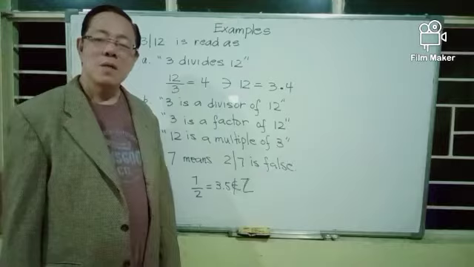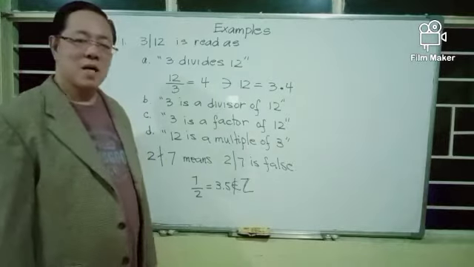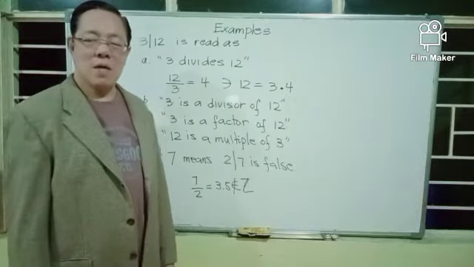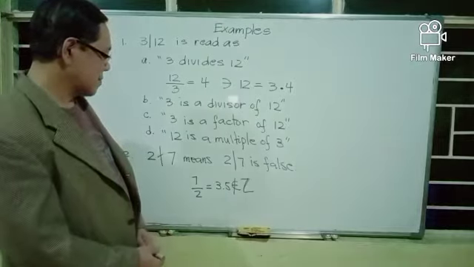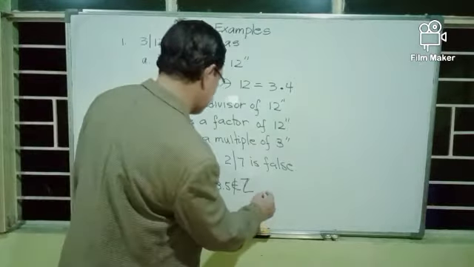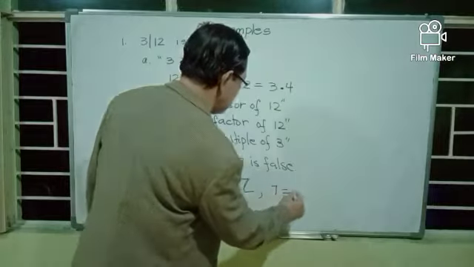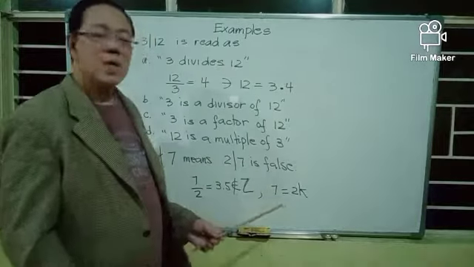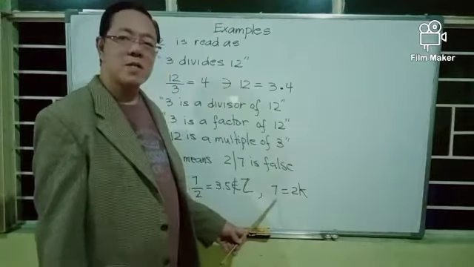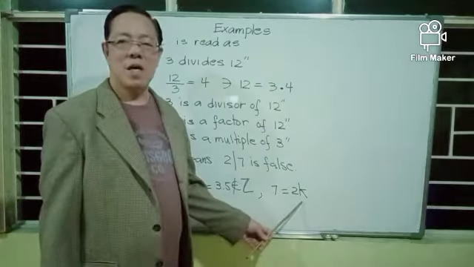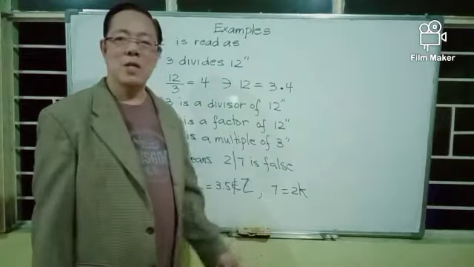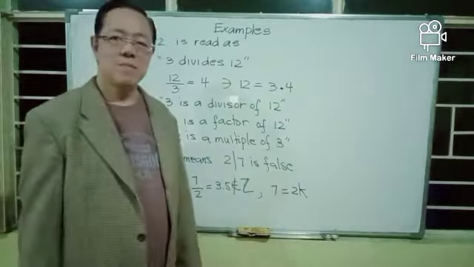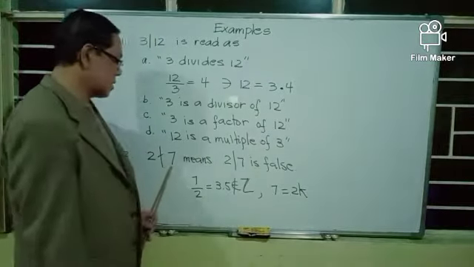And we say that 2 does not divide 7, written in this notation, because you cannot find an integer k such that 7 is equal to 2 multiplied by that integer. This integer k does not exist. When you multiply it by 2, the answer is 7. So we conclude that 2 does not divide 7.